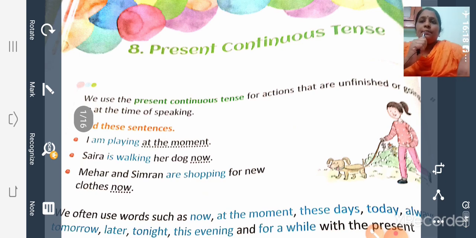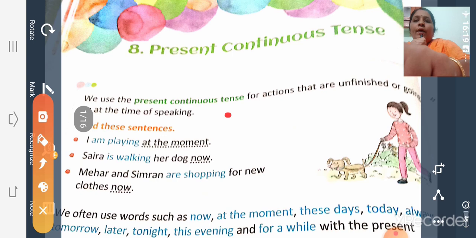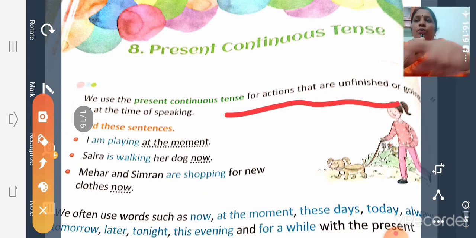So let us start present continuous tense. When can we use present continuous tense? We use present continuous tense for actions that are unfinished or going on at the time of speaking. So present continuous tense is used to denote an action that is going on at the time of speaking. It's a continuous action that is going on at the time of speaking.